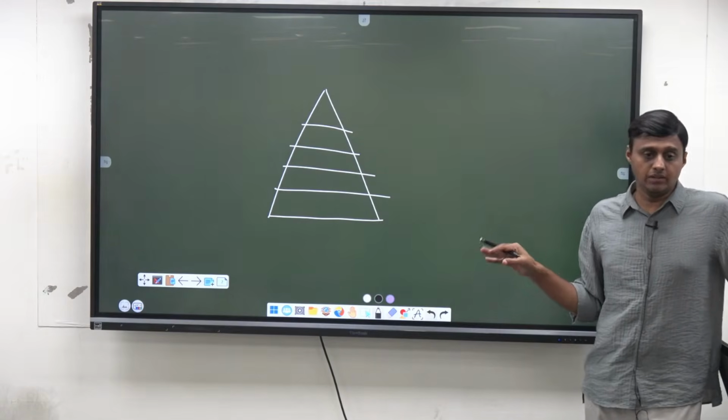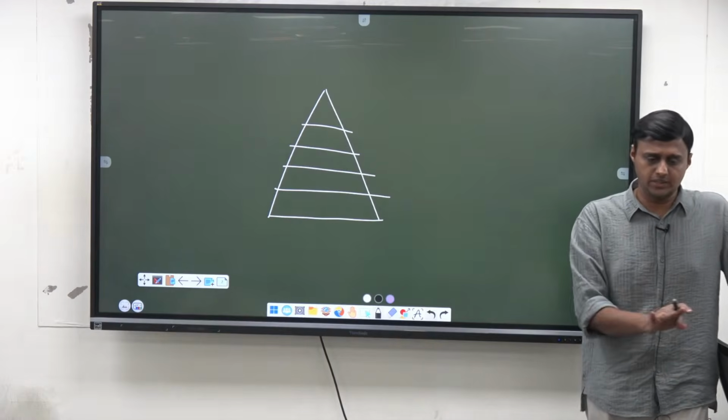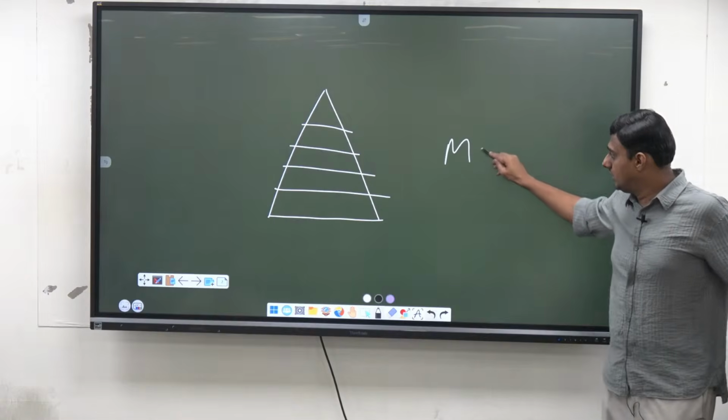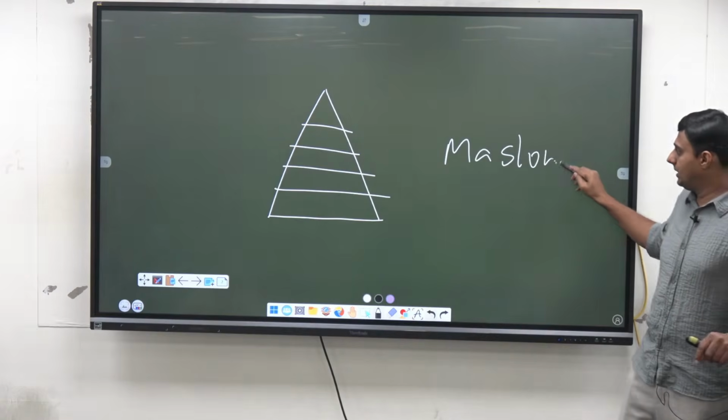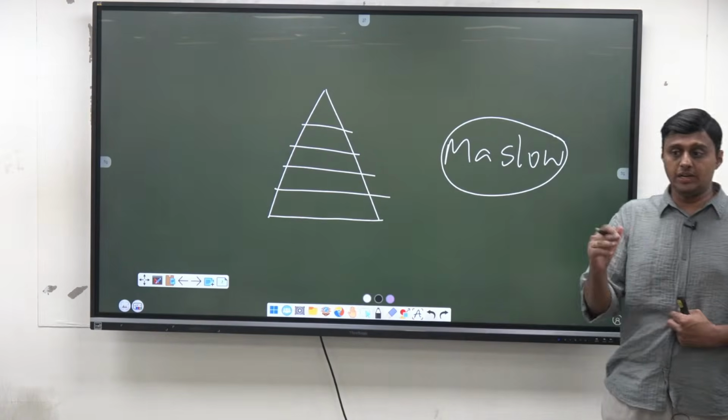What Maslow says, once those needs are met, technically we call it need hierarchy. Let's forget about the technical things, we'll discuss it. Abraham Maslow, if in case you have not heard the name, is famously called the father of motivational thinkers. So what he says is, once that need is met, then what?